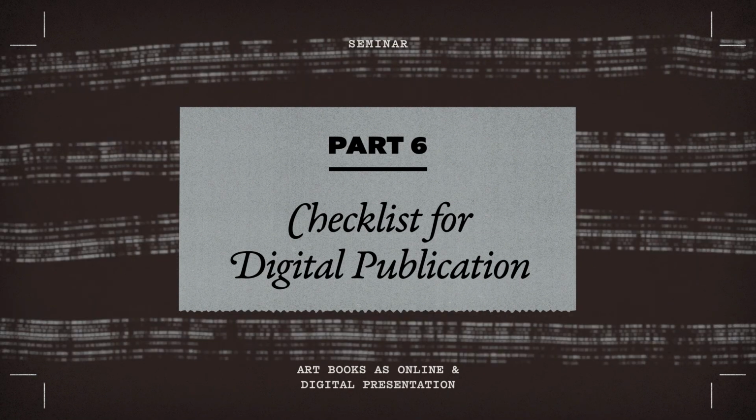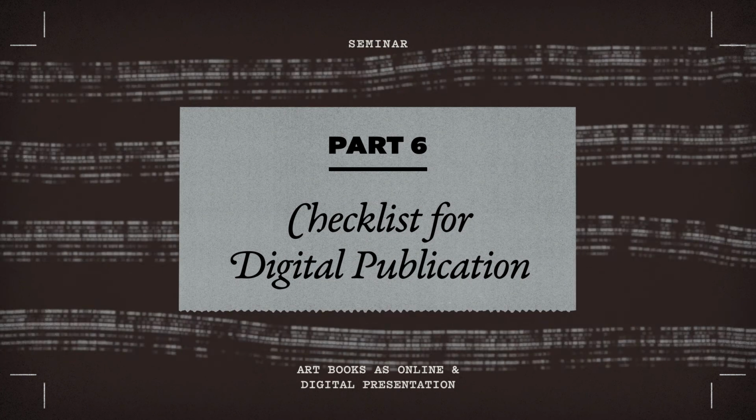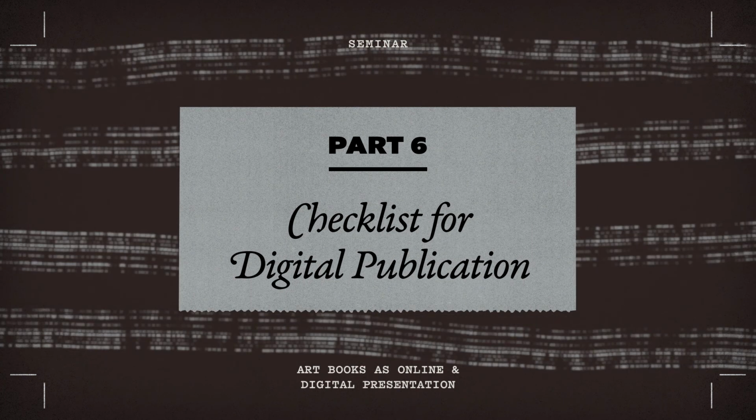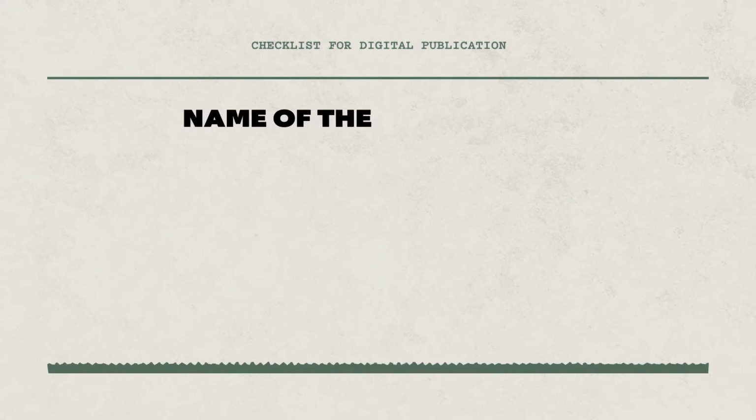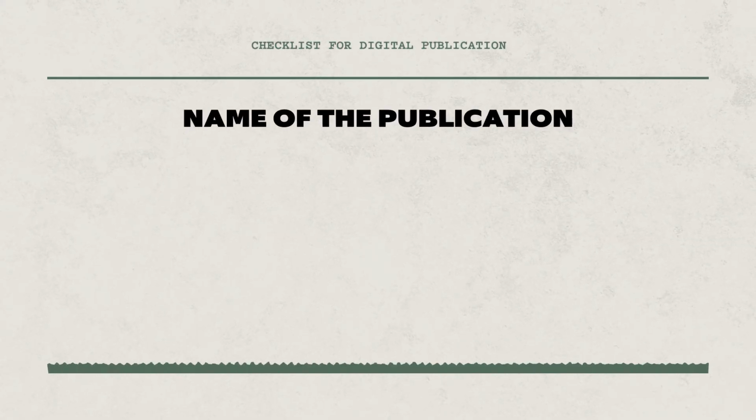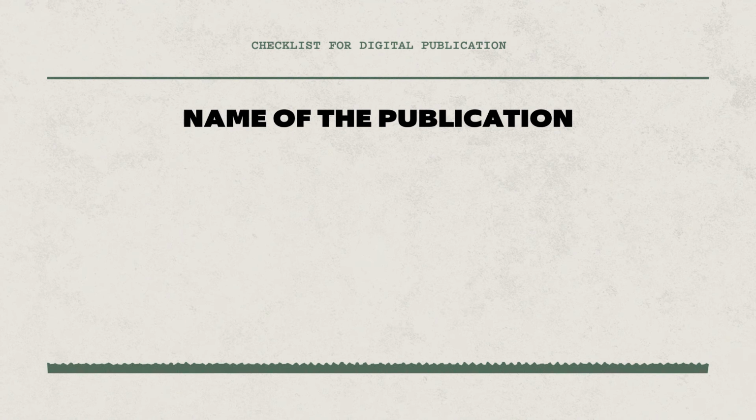Let's go through some of the key things to keep in mind when making your own digital publication. In our checklist, we start first with the name of the publication. It might seem obvious, but the name of your publication will be one of the first encounters that the viewer or reader will have with your work. The possibilities are endless here, but these are some considerations that could help you decide.